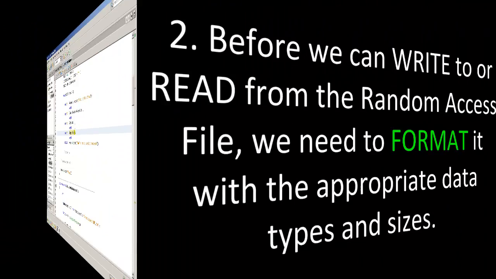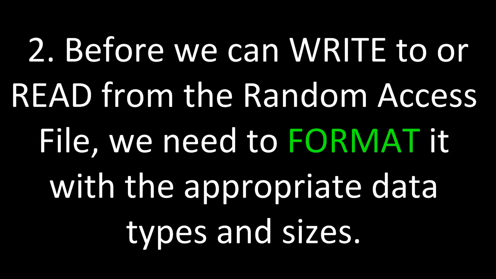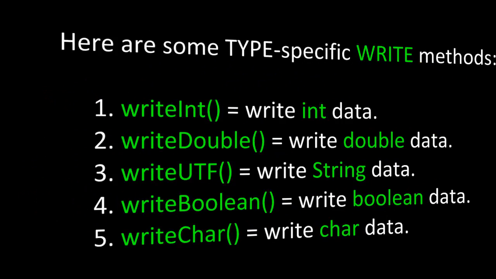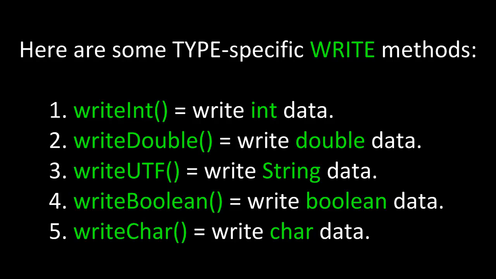Okay? Before we can write to or read from the random access file, we need to format it with the appropriate data types and sizes. The basic process to write to a file randomly is, first, create a random access file object. Second, write the data to the file with the appropriate write function based on the object's data type. Once again, here are some type-specific write methods. writeInt writes integer data, writeDouble writes double data, writeUTF for Unicode text writes string data, writeBoolean writes Boolean data, and writeChar writes character data.